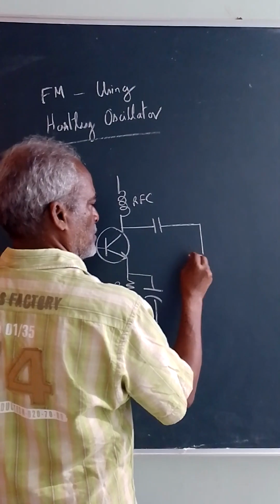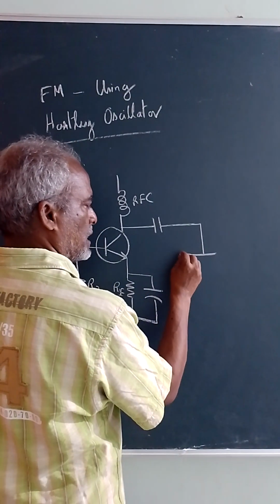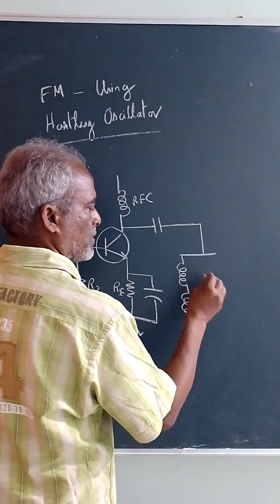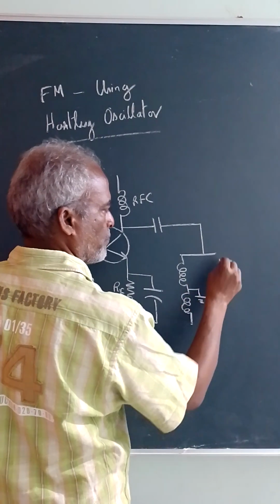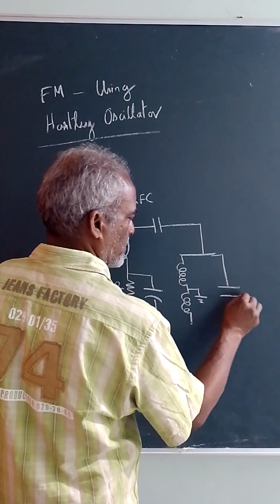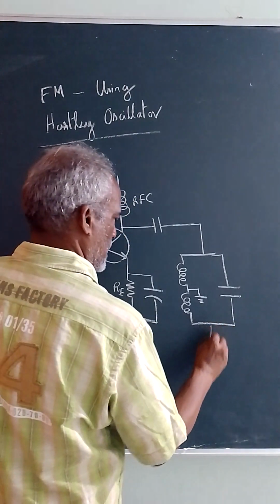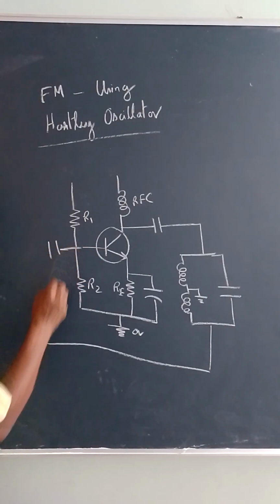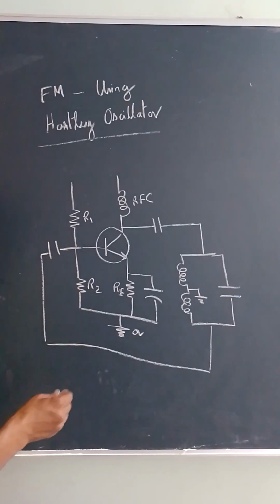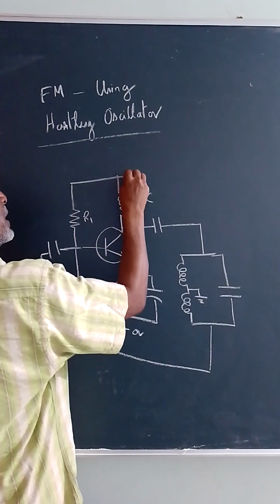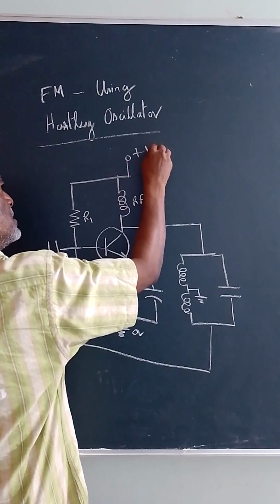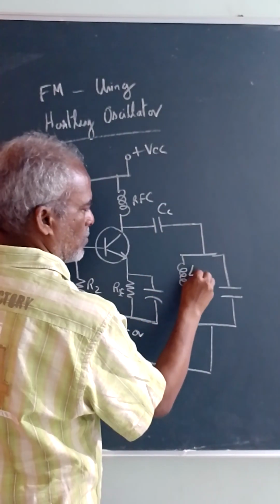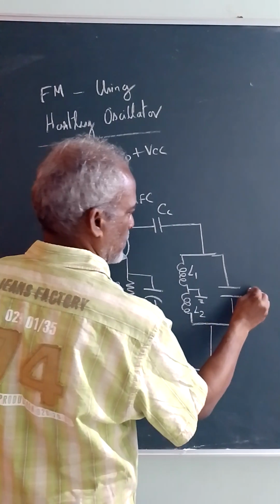Now suppose it is going to be a Hartley oscillator, so you will be having a coil, and this end is grounded. Now here you have a capacitor and this is the feedback path. This is a coupling capacitor and then it goes here. Okay, and here we connect the DC power supply, plus VCC. Now this is L1, L2 and C.